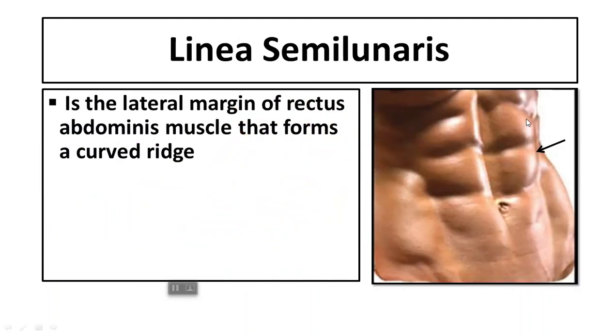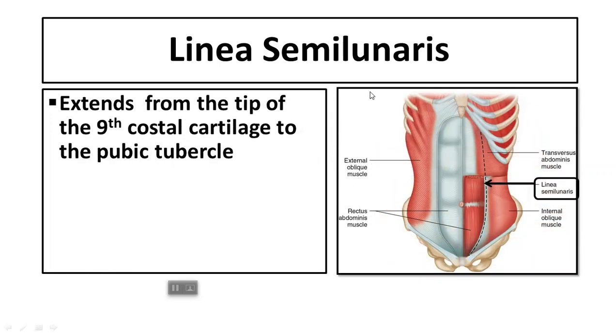Another landmark, which is a curved landmark, is called Linea Semilunaris. Linea Semilunaris is the lateral margin of the rectus abdominis muscle. This is the rectus abdominis muscle. Its lateral margin is called the linea semilunaris, especially when the muscle is contracted. It extends from the tip of the ninth costal cartilage to the pubic tubercle. From the tip of the ninth costal cartilage to the pubic tubercle. This is what we call the linea semilunaris.